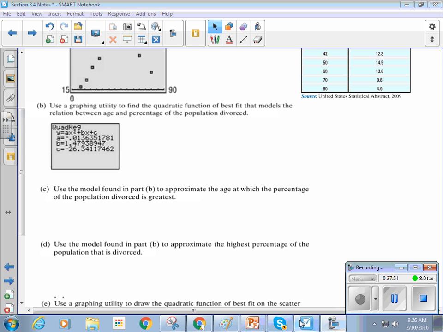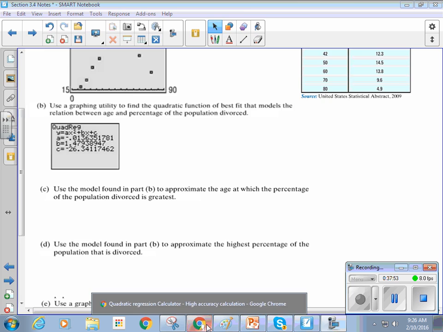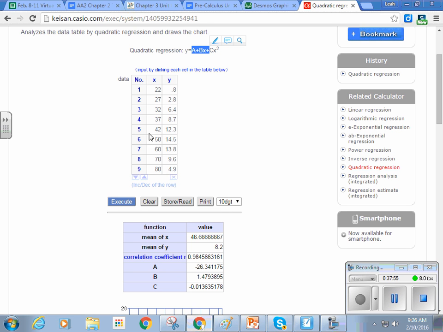All right, so let's finish this off. If we input our numbers into X and Y and calculate it out, we get that our constant is negative 26, our B value is 1.47, and our coefficient for X squared is negative 0.0136. You're going to then take that equation, so write this equation down and answer the questions.